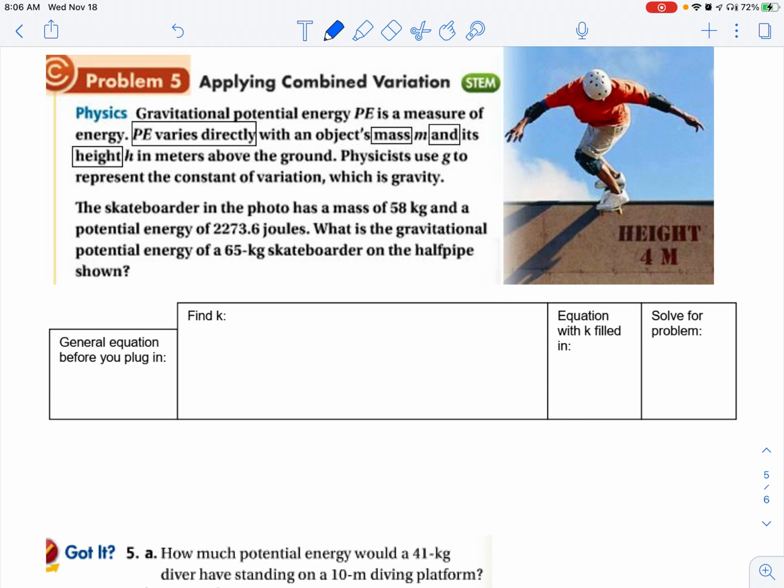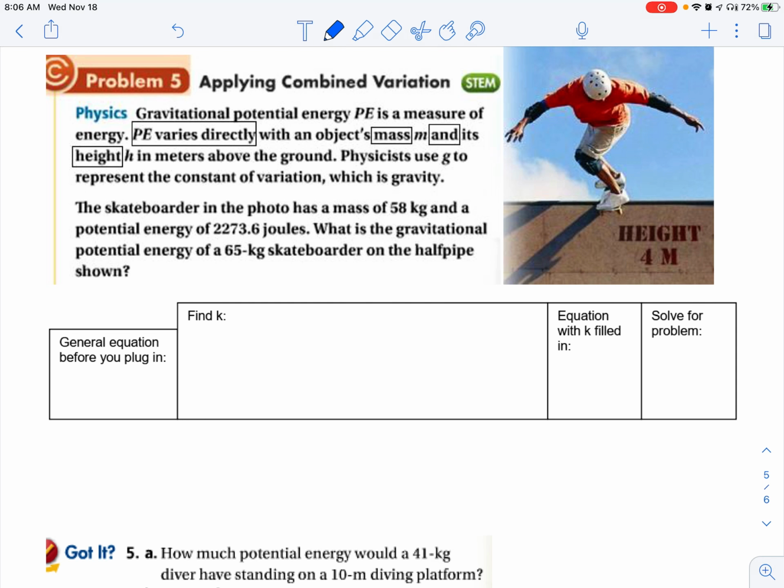Gravitational potential energy is a measure of energy. It's like how much energy, if I were to stand on top of a building and jump, and of course there's a soft mattress, I would have less potential energy than my husband because my husband weighs more. As something falls, the bigger it is, the more energy that's made.